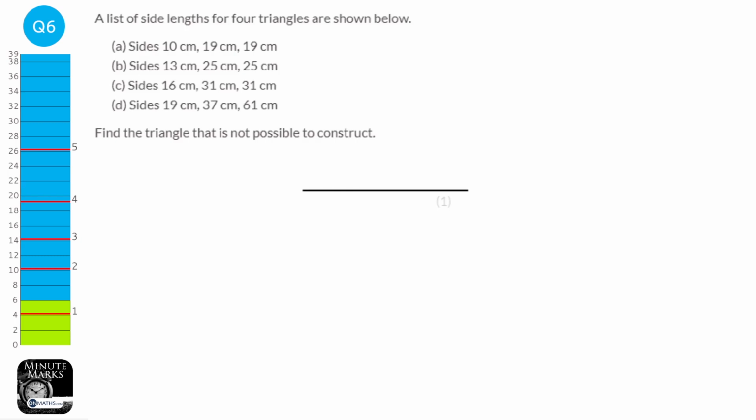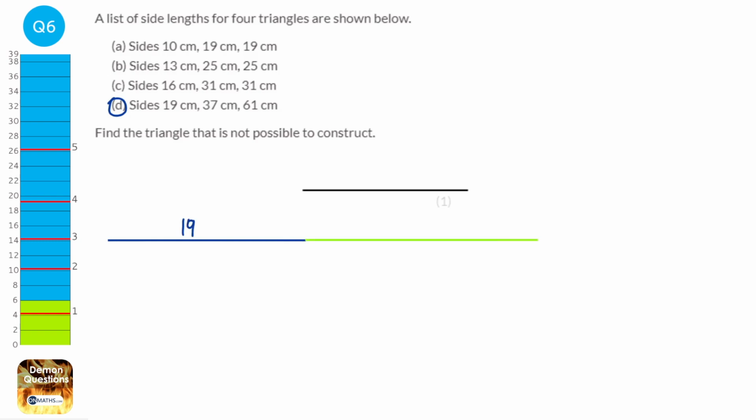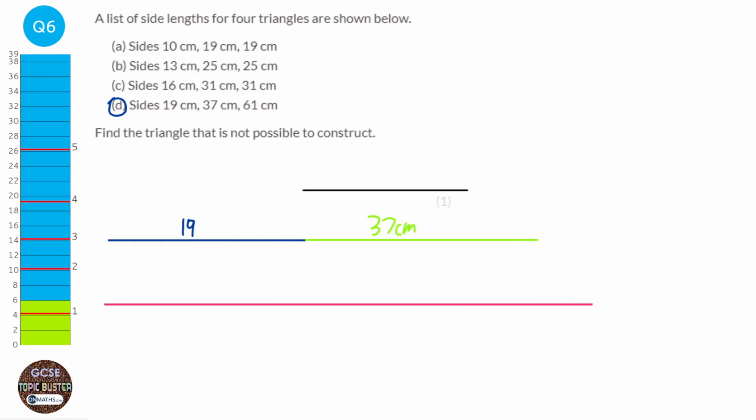For each of these options, try and construct in your head the triangles that would be made from these lengths. And I'm going to give an example for option D. And I'm going to construct my triangle just with sticks. So we're going to start off with our first stick, which is 19 centimetres. Then we're going to do another stick, which is going to be 37 centimetres. And we've got one last stick, which is 61 centimetres.